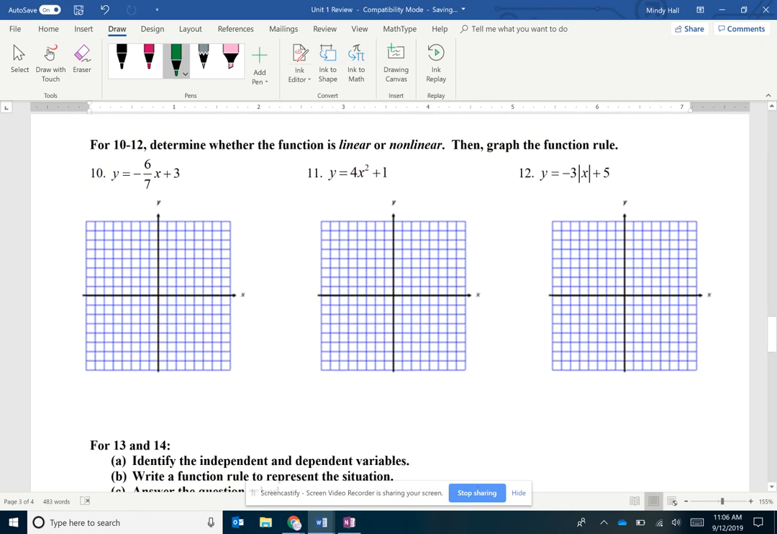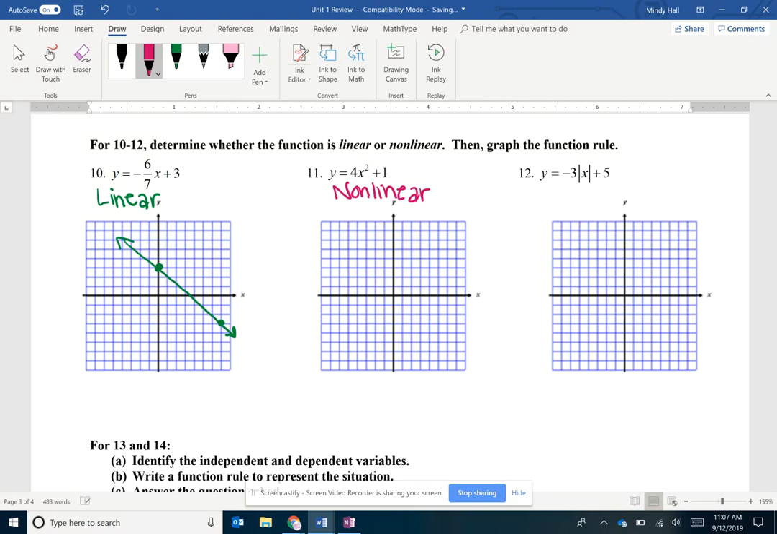So next, we determine if they are linear or nonlinear. With 10, we know this is linear because it is in slope-intercept form. So to graph it, we plot the y-intercept at 3, and then our slope is negative 6 over 7, so down 6, 1, 2, 3, 4, 5, 6, and over 7, 1, 2, 3, 4, 5, 6, 7. And then we connect the dots, like so. Perfect. So then this one, because we have this little squared here, we know it is nonlinear.